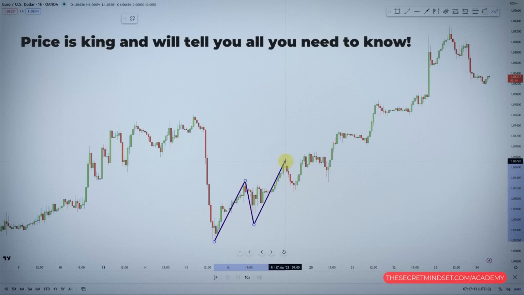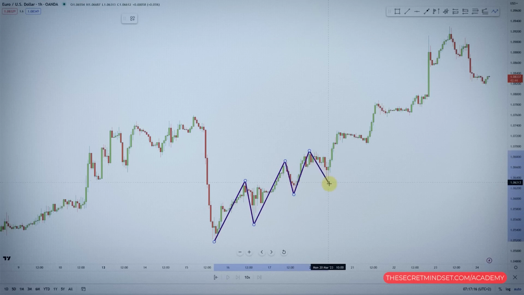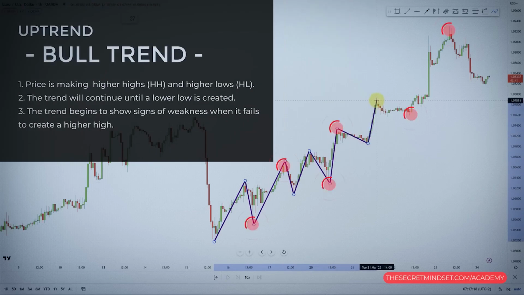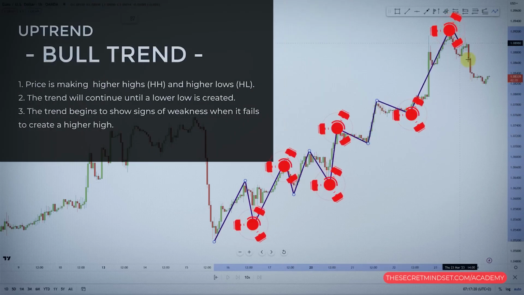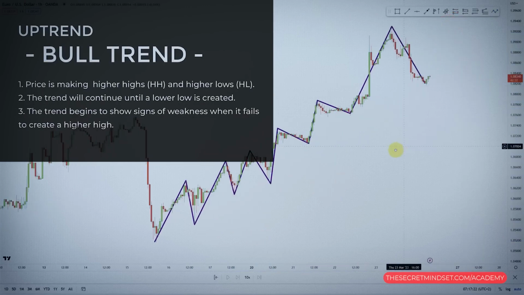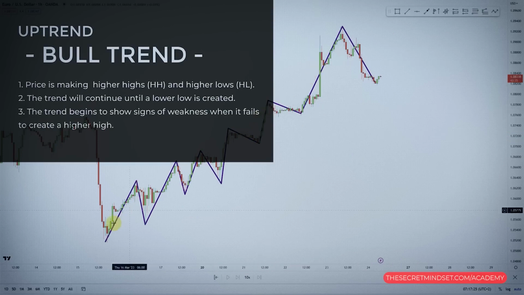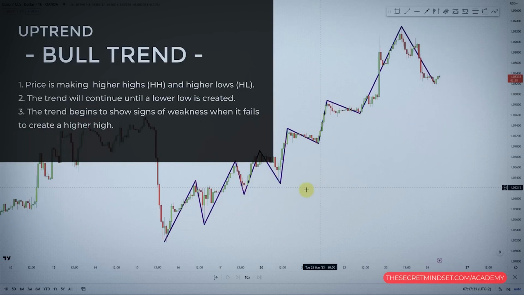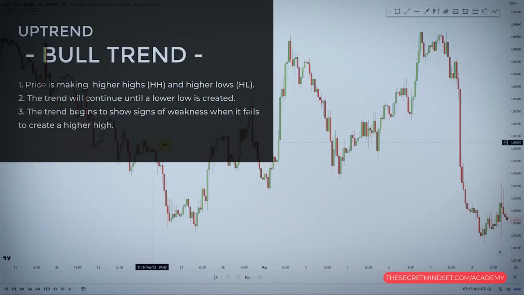When price is moving influenced by supply and demand, this creates trends. An uptrend, also called a bull trend, is pictured by higher highs and higher lows. The trend will continue in that direction until a lower low is created by the price. The trend begins to show signs of weakness when it fails to create a higher high.